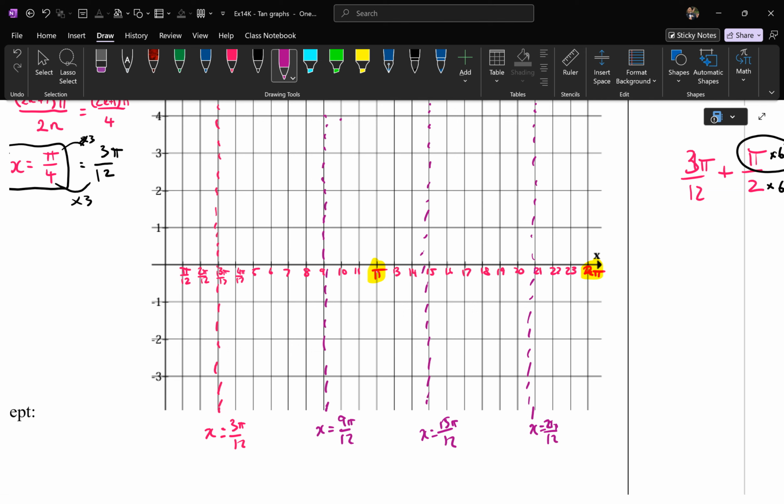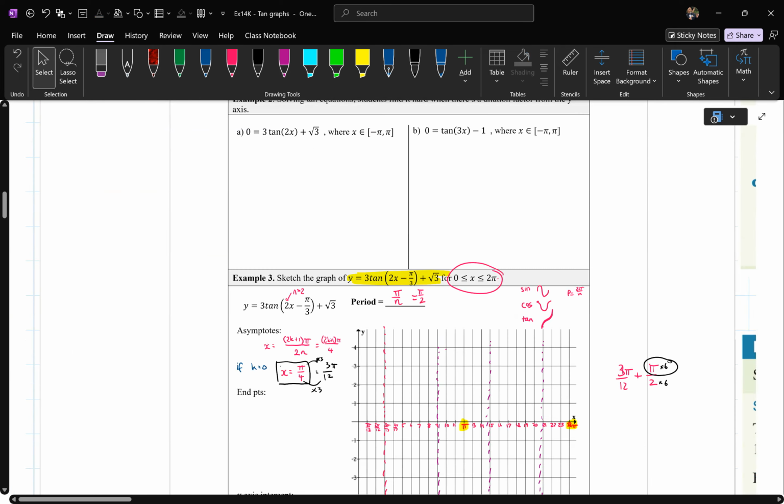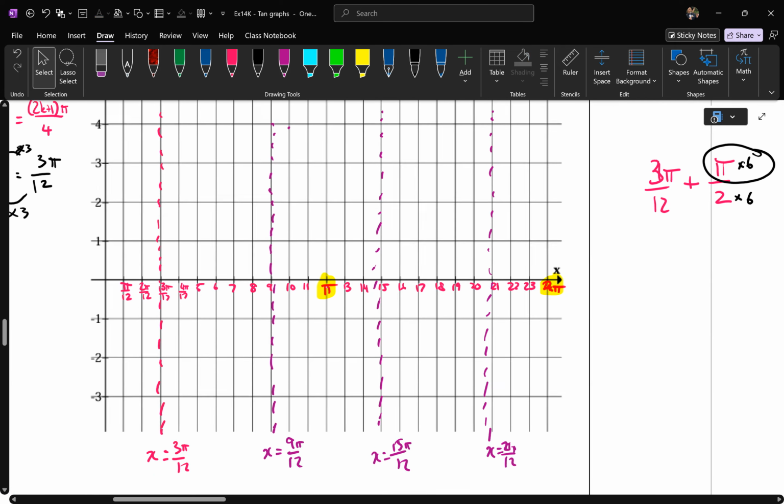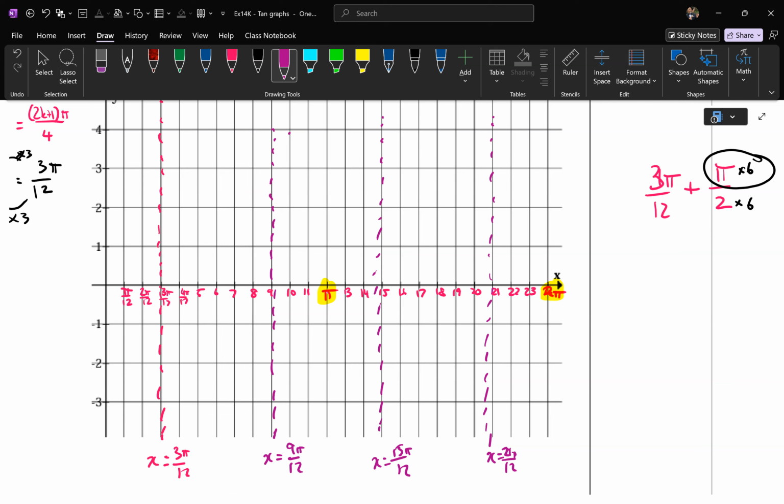And then 21 plus another 6 will now be too far. It will bring us all the way past our domain. 21 plus 6 would give you 27, but remember that's 24 there, so 27's much further away. All right? So that means your graph.